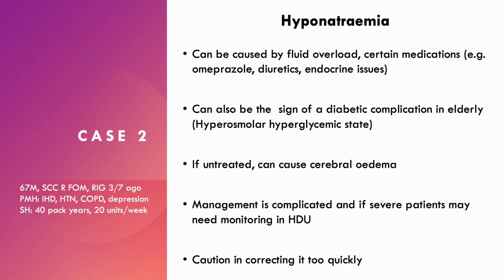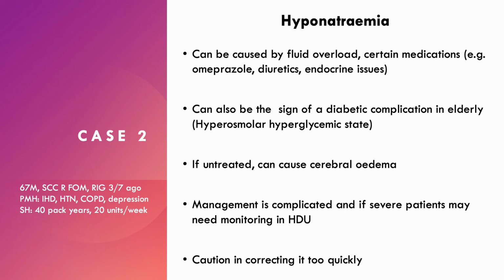So hyponatremia, being a low sodium in the blood, can be caused by fluid overload, certain medications such as omeprazole, diuretics, endocrine issues. The sodium level in the blood can be low because of an increase of water in the blood volume, and it causes a dilutional effect. It can happen with fluid overload, and it can also happen with a syndrome called syndrome of inappropriate ADH secretion. This is when the kidneys absorb too much water, and it can happen for a number of different reasons.